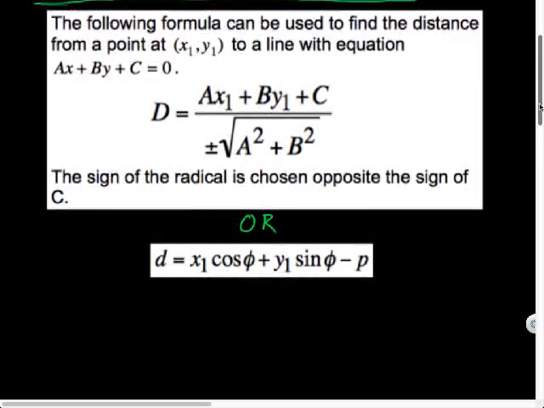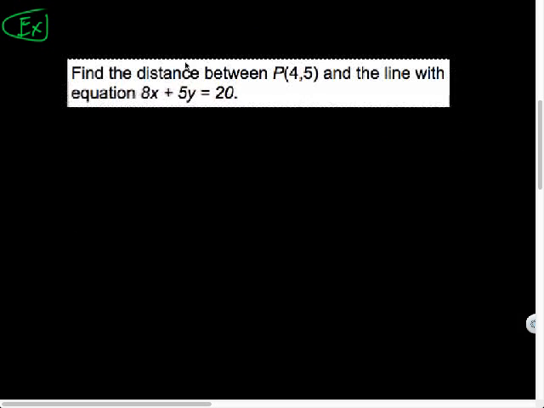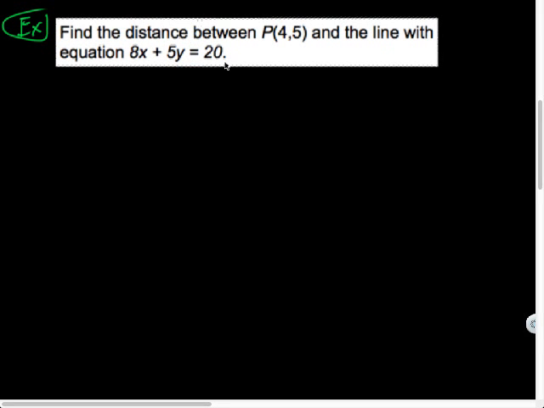So let's do an example of using this, and you'll probably agree it's much easier than the way the cavemen used to do it. Let's say I want to find the distance between the point (4, 5) and the line with the equation 8x plus 5y equals 20. First of all, to write that in standard form, 8x plus 5y minus 20 is equal to 0, right? So the value of a is 8, the value of b is 5, the value of c is negative 20.